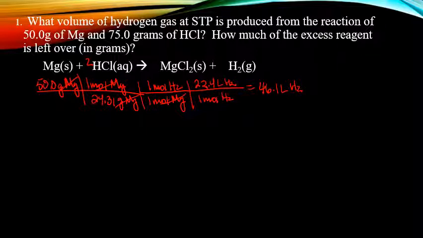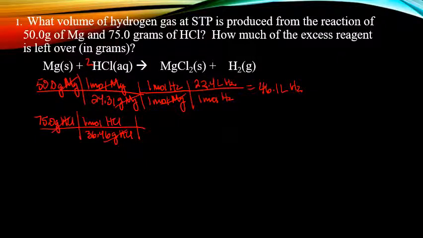So I'm now going to do the same thing, but this time start off with the 75 grams of the HCl. So I would have 75.0 grams of the HCl, 1 mole of the HCl, using your periodic table, 36.46 grams. That gets me out of grams into moles. So now I'm going to use my molar ratio. Notice again I have 2 moles this time for the HCl. So I have 2 moles of HCl on the bottom. That gets rid of the moles of HCl. And I have 1 mole of the H2.